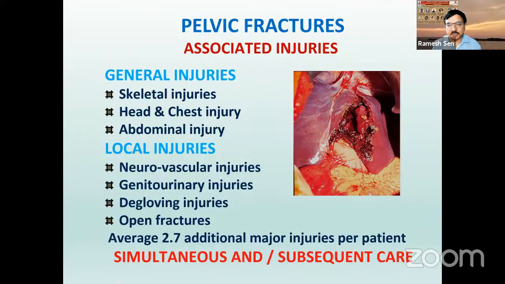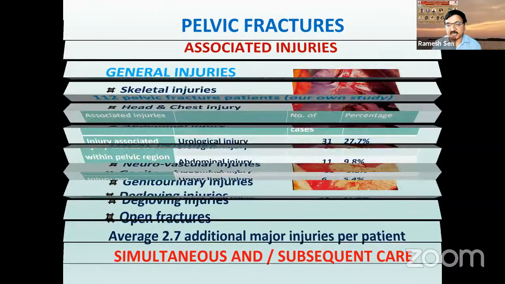And what are these associated injuries? They could be in the skeletal system, they could be in the head and chest, in the abdominal and neurovascular, genitourinary, tree-grabbing injuries. All these associated injuries will require simultaneous and, in some cases, subsequent care.